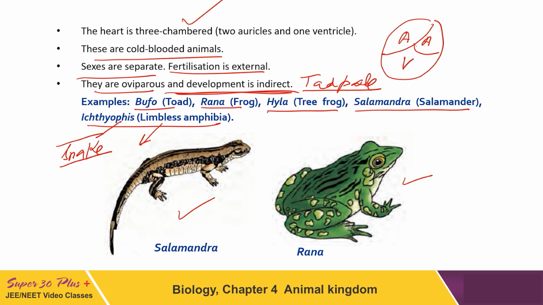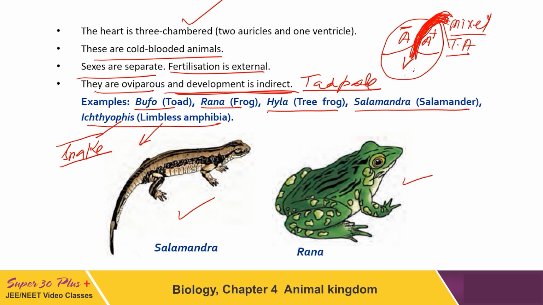Okay, then some of the examples we have here. Heart is 3-chambered, 2 auricles and 1 ventricle. Auricles will open into the ventricle, and the ventricle will open outside, this is known as truncus arteriosus, a common opening. Deoxygenated blood will come here, oxygenated blood will come here, and here both blood will get mixed. The mixed blood will be pumped to the body by the heart, and this is called truncus arteriosus.